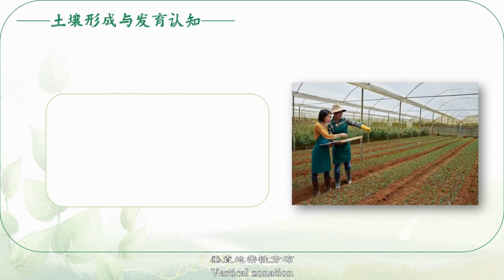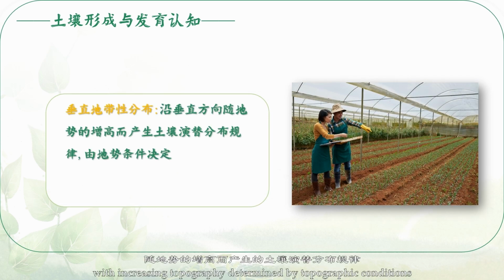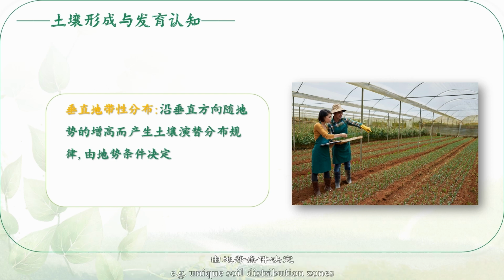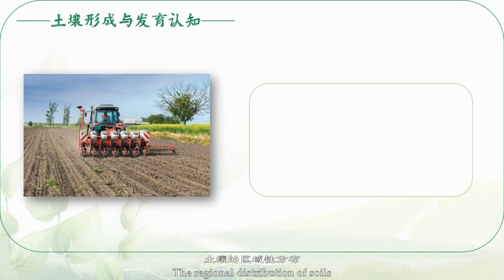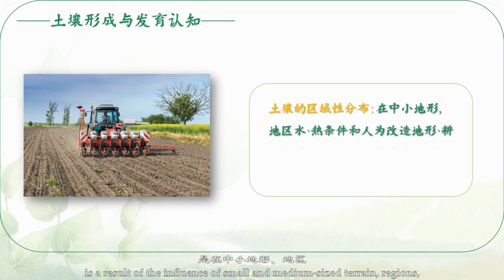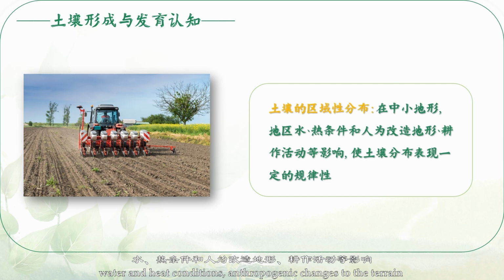Vertical zonation is a pattern of soil succession along the vertical direction, with increasing topography determined by topographic conditions. For example, unique soil distribution zones in high mountains, high ridges. The regional distribution of soils is a result of the influence of small and medium-sized terrain regions, water and heat conditions, anthropogenic changes to the terrain, and farming activities, etc., which cause the distribution of soils to show certain patterns.